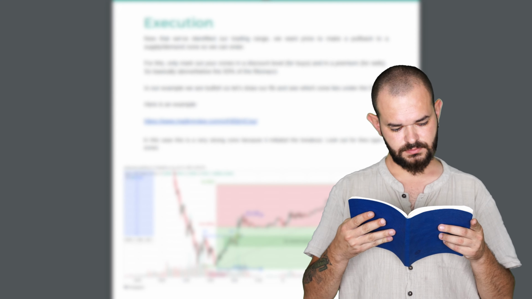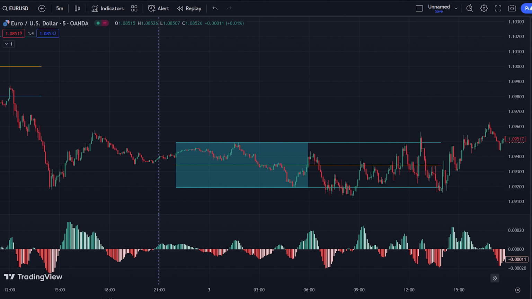Speaking of entries, I will show you several ways on how to enter this type of setup. You can test the entry types that I will show you on your own to see which one matches your style of trading. Let's start with our first example.